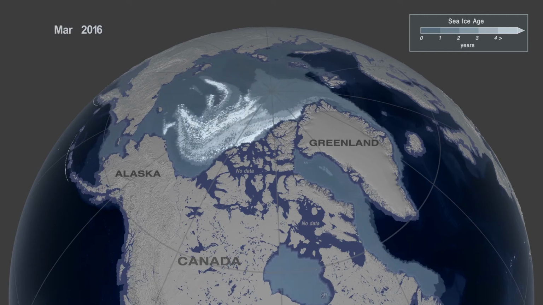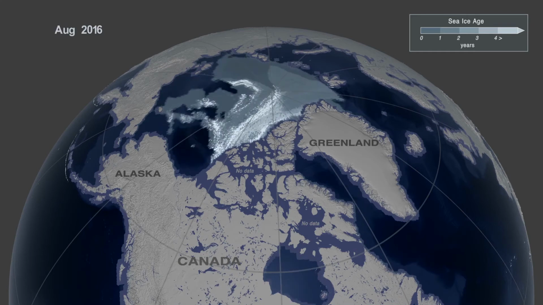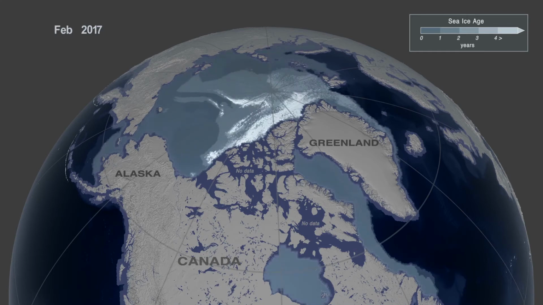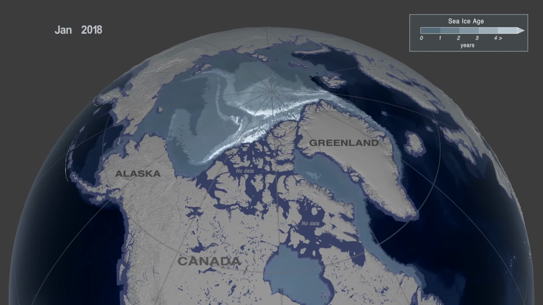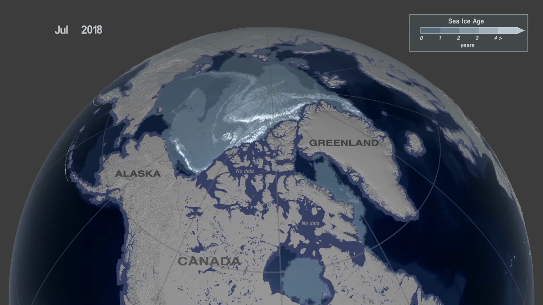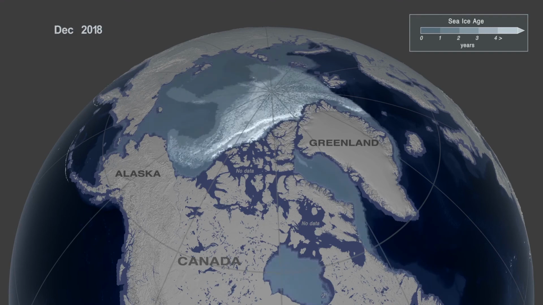As we get towards the more recent years, much of that oldest ice, the ice that's older than 5 years old and the bright white, has almost virtually disappeared from the Arctic Ocean. And the Arctic is now dominated by younger and thinner ice.